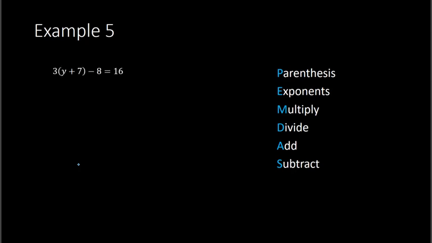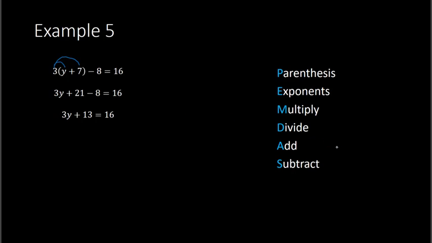Example 5. This one as well I need to simplify first before I start solving. To simplify, I need to distribute this 3 to both parts of the parentheses. So 3 times y would be 3y, plus 3 times 7 would give me 21. So I have 3y plus 21 minus 8 equals 16. I can simplify further because 21 minus 8 would be 13. So I have 3y plus 13 equals 16.